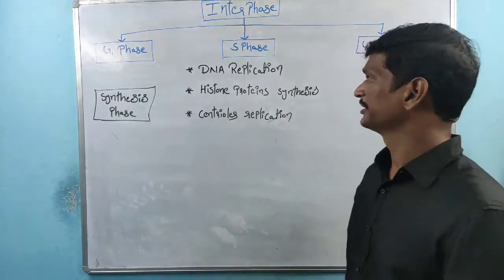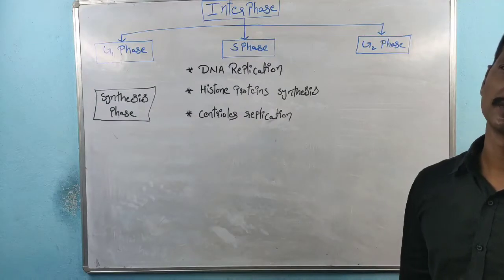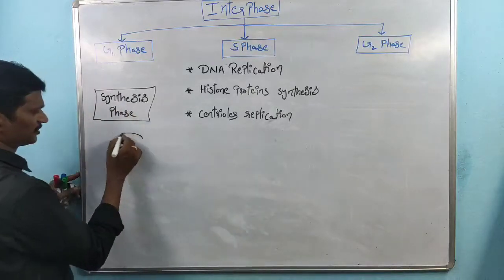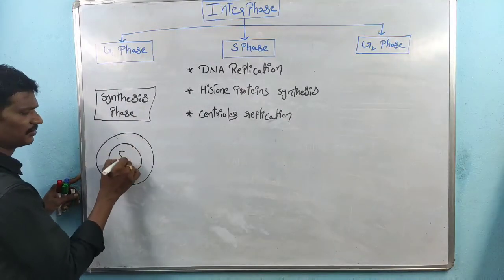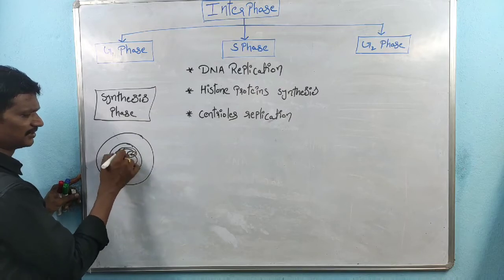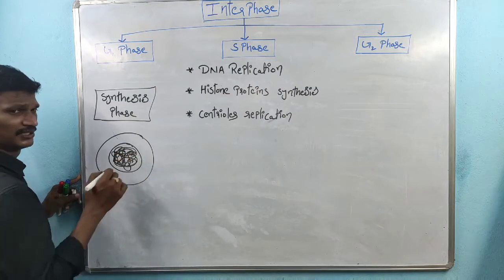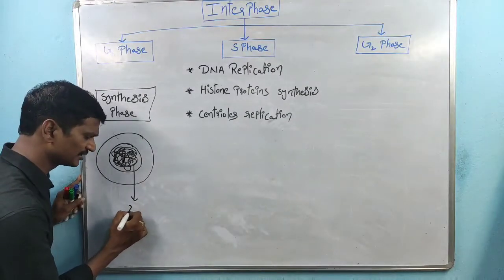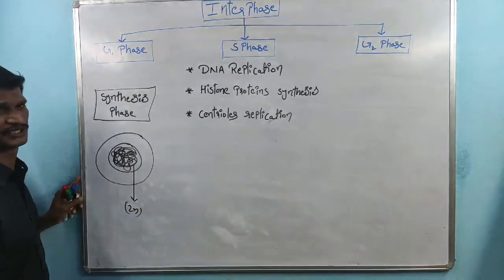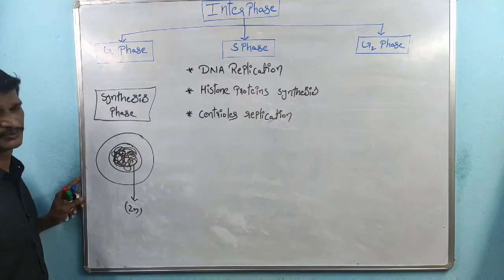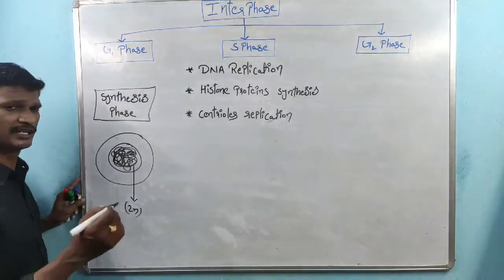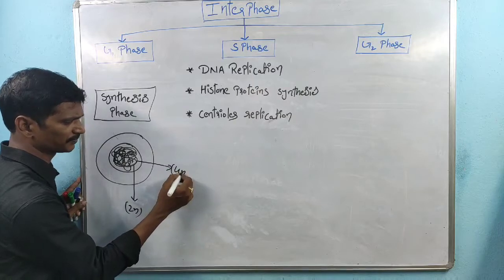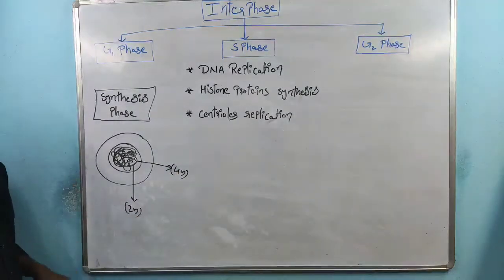See, within S phase, DNA replication takes place. This is the cell, and this is the nucleus. Within the nucleus, DNA content is present. In the normal body cells, that DNA content is in the 2n state. At the end of the S phase, the 2n becomes 4n.